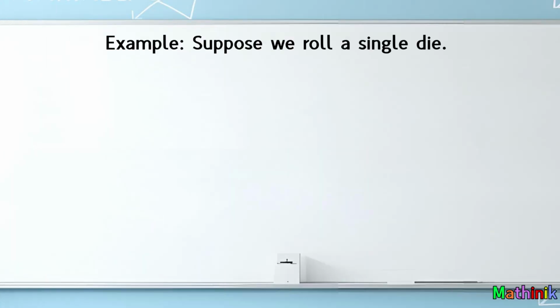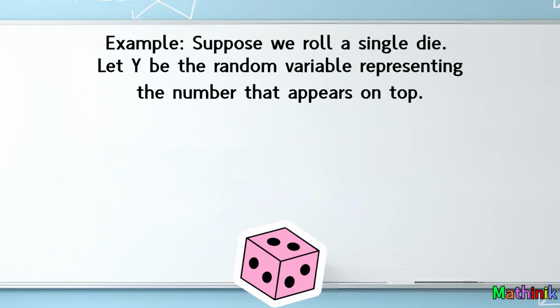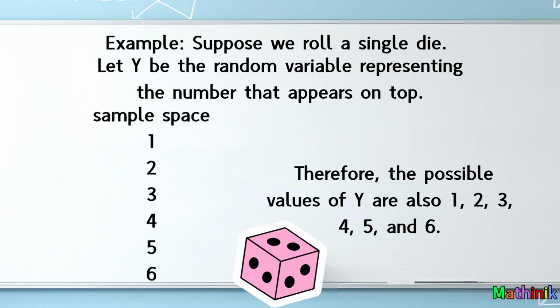Let's have another example. Suppose we roll a single die. Let y be the random variable representing the number that appears on top. The sample space is 1, 2, 3, 4, 5, and 6. Therefore, the possible values of y are also 1, 2, 3, 4, 5, and 6. That's it. Simple and straightforward.